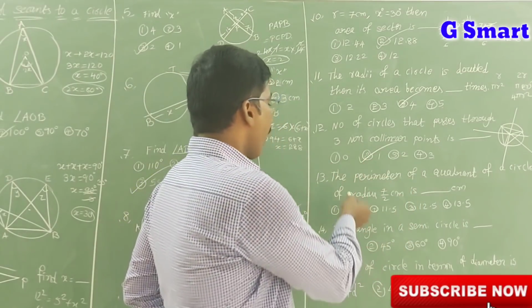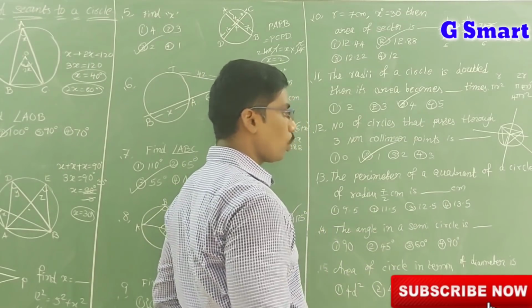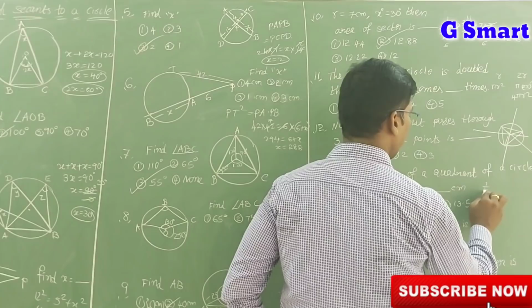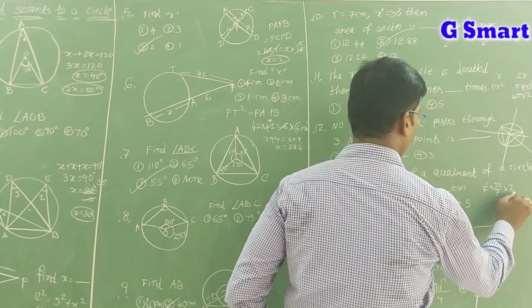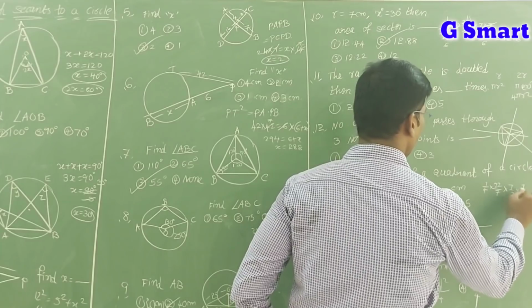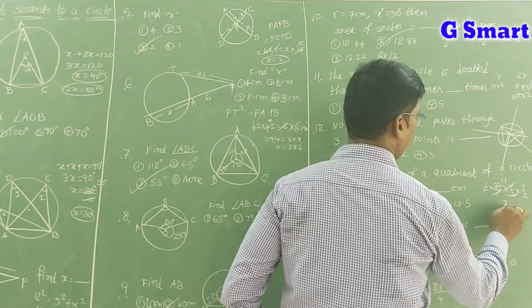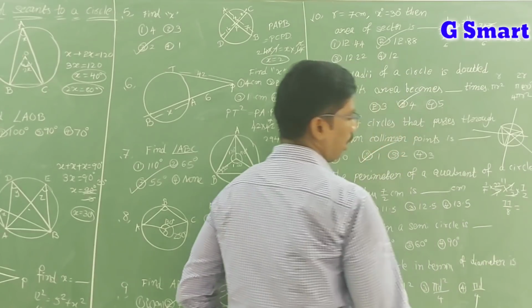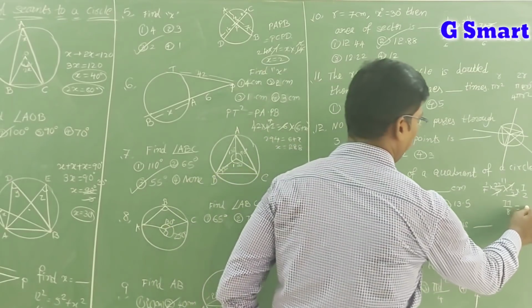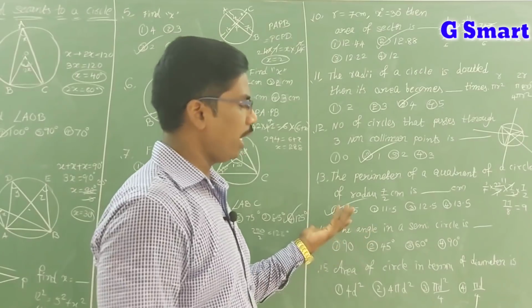Next, the perimeter of the quadrant of a circle of radius 7 by 2 is. Quadrant means 1 by 4 pi r square. So 22 by 7 into r square, that is 7 by 2 into 7 by 2. 7 7 cancel, 2 1s are 2, 11s are 11. So again 77 by 8. 8 9s are 72, so 9.6. Among the options, only one is 9.6.